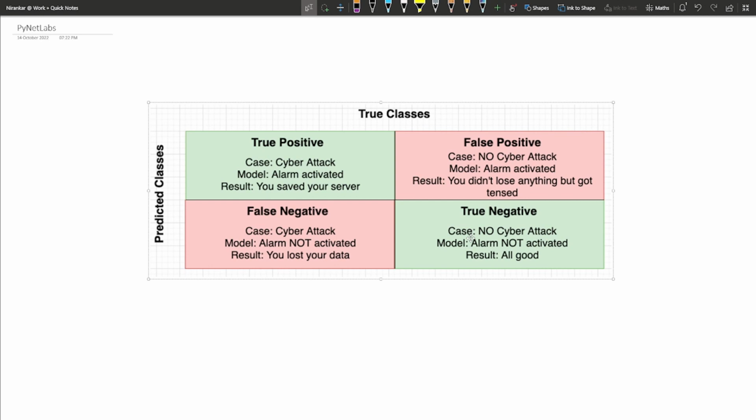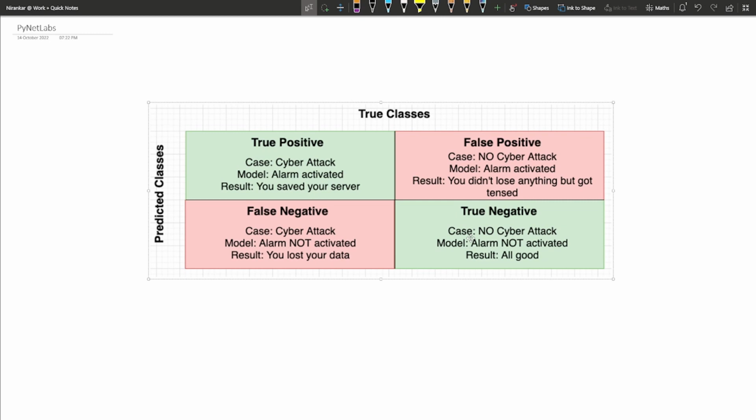You can screenshot this particular image to always get it right, because it's mostly asked in cybersecurity exams. Then there is a true negative: when there is no cyber attack, the alarm is not activated, and all good.